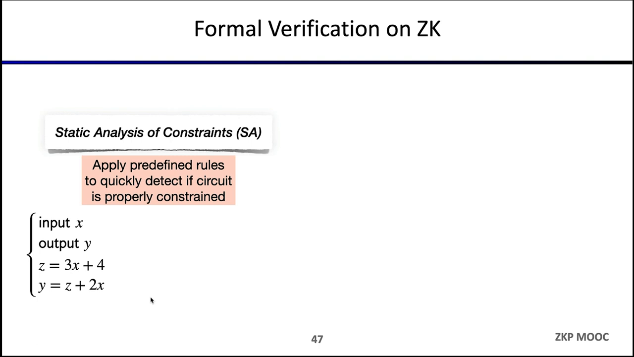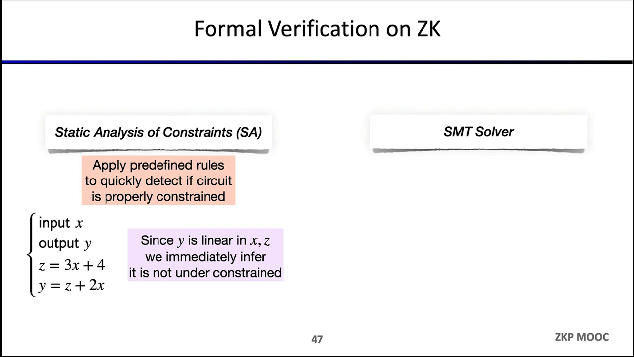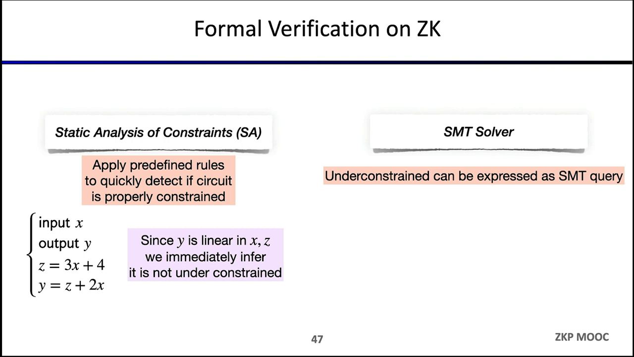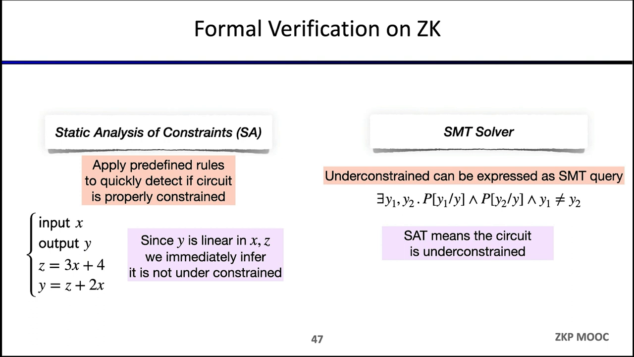And if we don't want to come up with such predefined rules, a general solution is to formalize the problem as an SMT query. In this case, the under-constraint property can be formalized as a first-order logical formula in the theory of finite fields, and the solver can directly answer this query. If the solver returns a satisfiable answer, it means that it managed to find a counterexample that demonstrates the under-constraint problem.